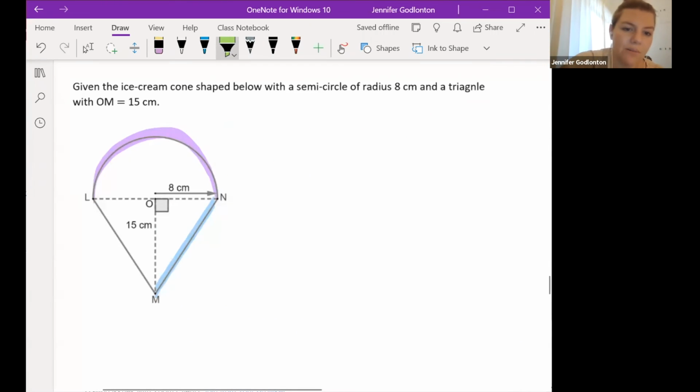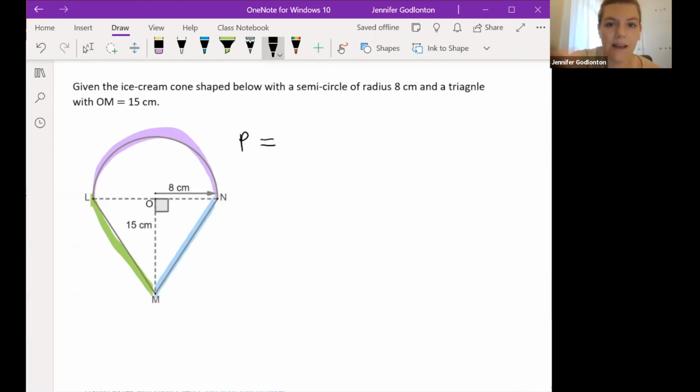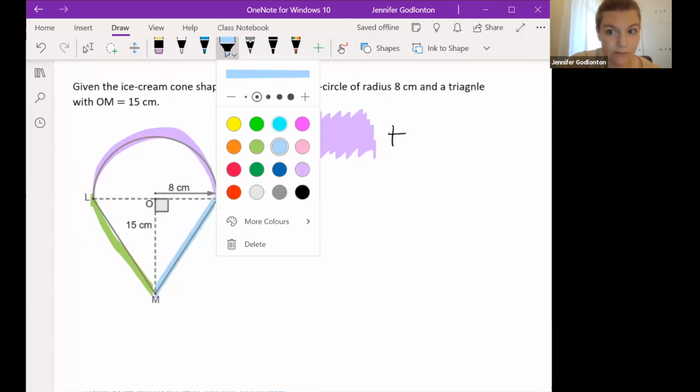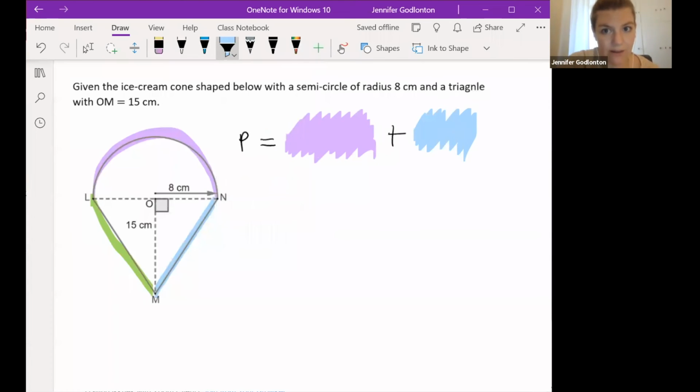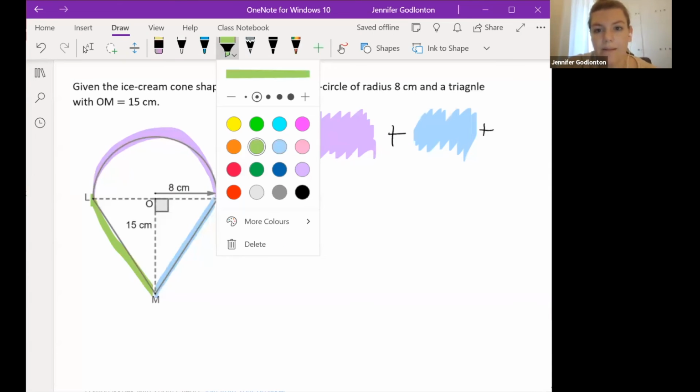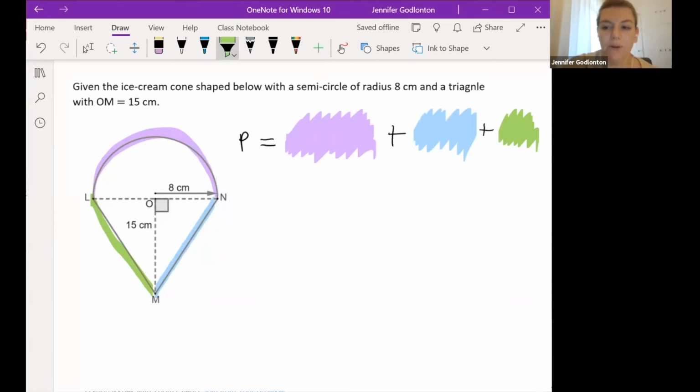And then I want you to think about what the value of that side would be. Okay, so when I'm working out my full perimeter here, my perimeter is going to be this purple situation plus this blue situation that I'm going to have to figure out, plus this green situation. So if we can figure out the blue and the purple, we're good.